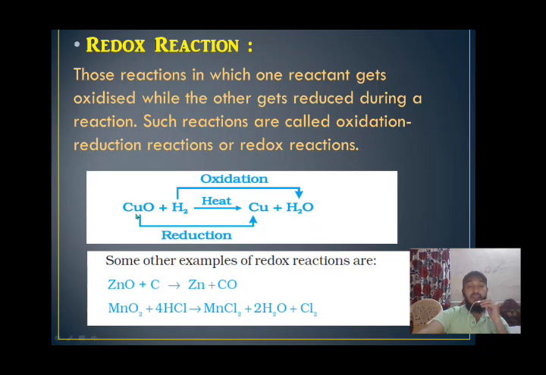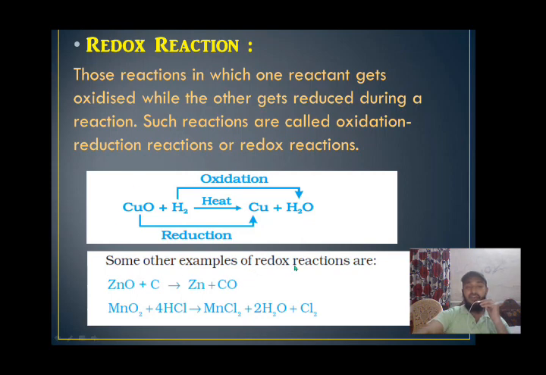As I told you already, copper oxide gets converted into copper, meaning it loses oxygen. In this reaction you can see copper oxide is losing oxygen. So this is an example of reduction reaction, and here hydrogen gets converted into a water molecule. So here is a gain of oxygen, and gain of oxygen is called oxidation. So in a single reaction, oxidation and reduction are taking place. So this reaction is an example of redox reaction or oxidation reduction reaction.